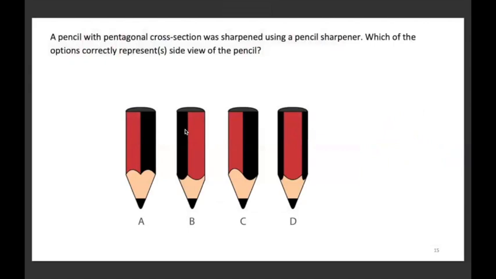A pencil with pentagonal cross section was sharpened using a pencil sharpener. Which of the following options correctly represents side view of the pencil? Which obviously means one or more option is correct. If you observe all the pencils together, one thing that you will notice is B or D are the same options. How did I came to know that is B, red और blue वाले बीच के red और black वाले के बीच वाला जो point है वो अंदर जा रहा है.